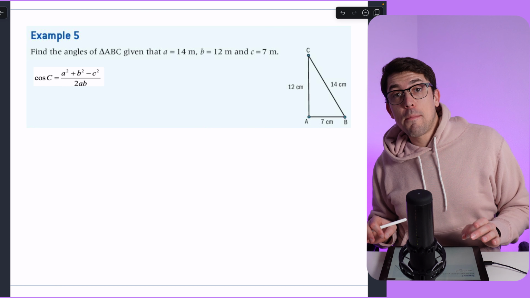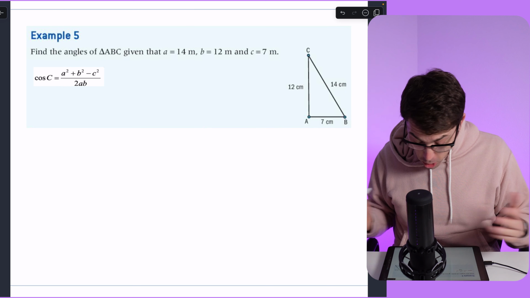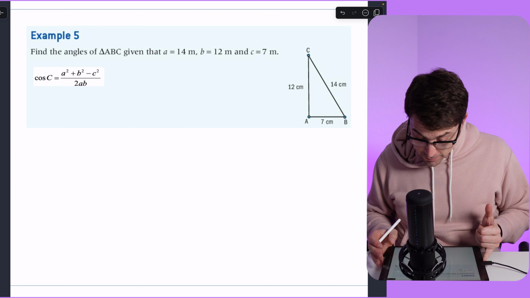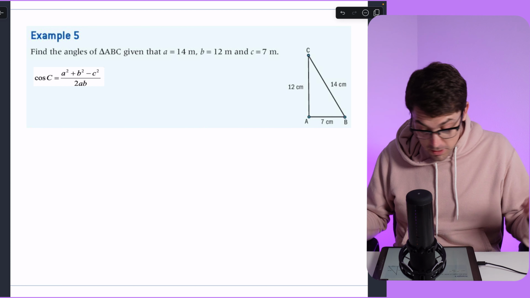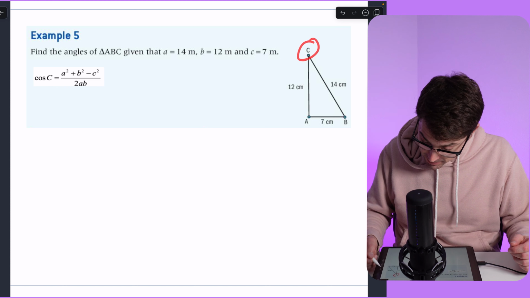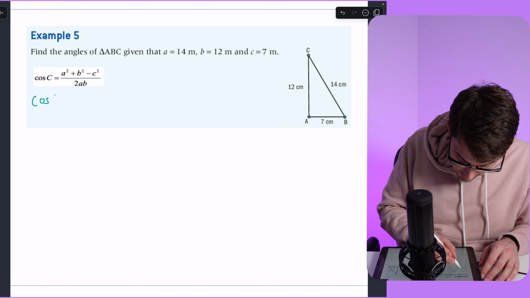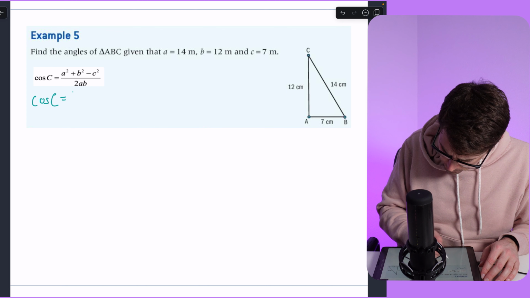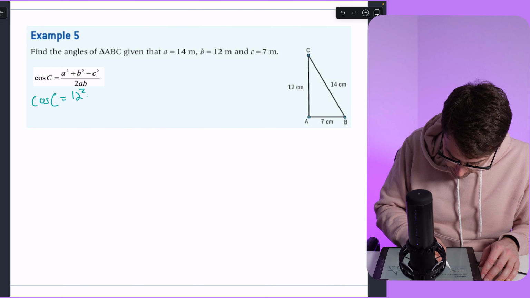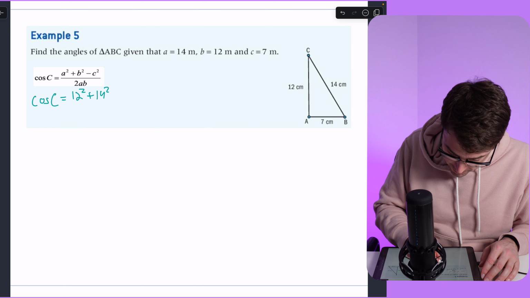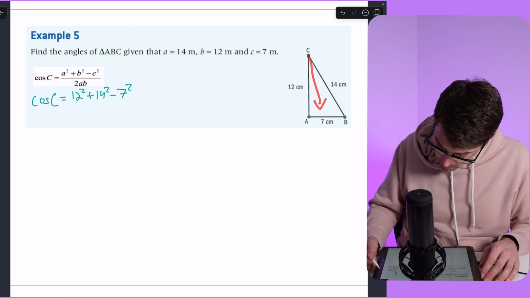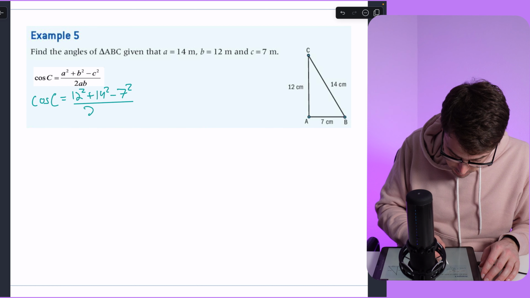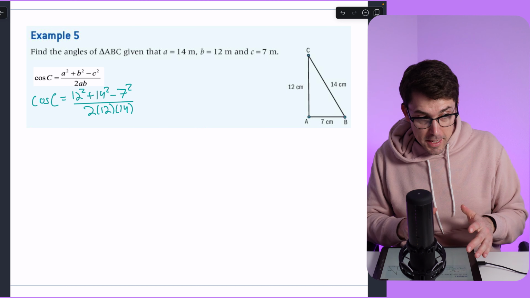So now let's take a look at our final example problem where we're going to find the angles of all these things because we're given all three sides. So A is 14, B is 12, C is 7. Let's go ahead and find this out. Let's start with C. I'll take the cosine of C, and that's going to be equal to A squared, which again, is not C squared, plus the other one that's not C squared, minus C squared, which in this case is 7, because remember that value is the one that's opposite of the angle, all over 2 times A, which we'll call 12, and then 14. Now, that's what the cosine of C is going to be.